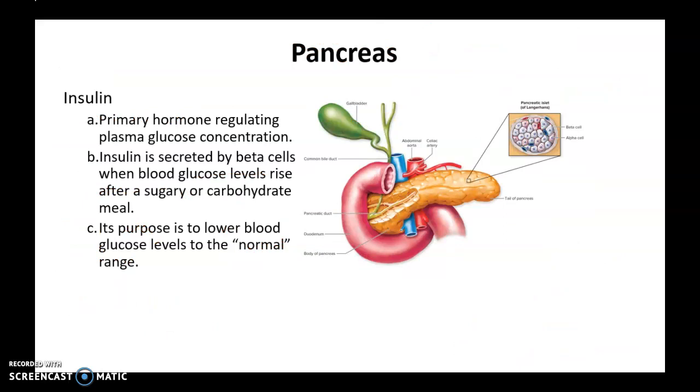So this slide is showing us the pancreas. This leaf-like organ is your pancreas. And if you take a little section and zoom in, you see the islets. These are the pancreatic islets made up of the alpha and the beta cells. Okay.